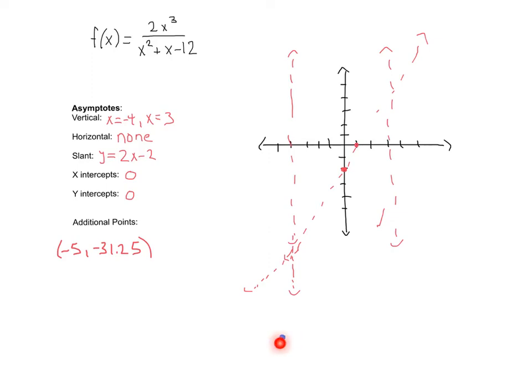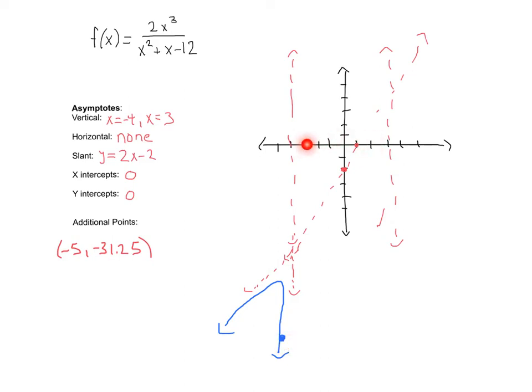Remember, it's not so important that this is exactly in the same spot. We only want to gauge the behavior. And since it's on this side of the slant asymptote, we know this line is going to go like this, approaching both asymptotes. Remember, it's okay to estimate. We just want the sketch.